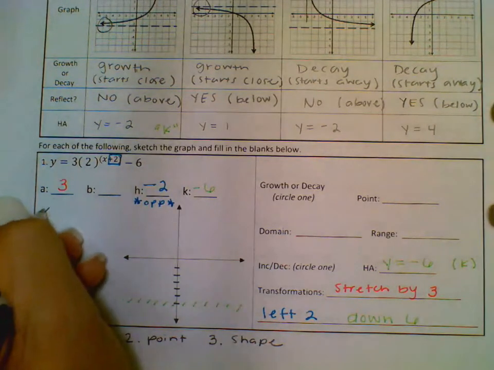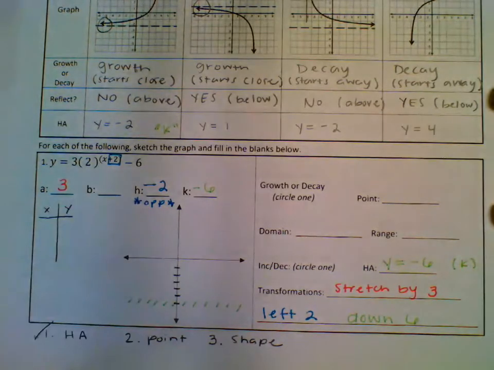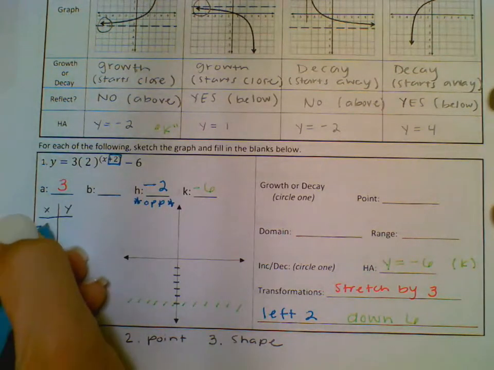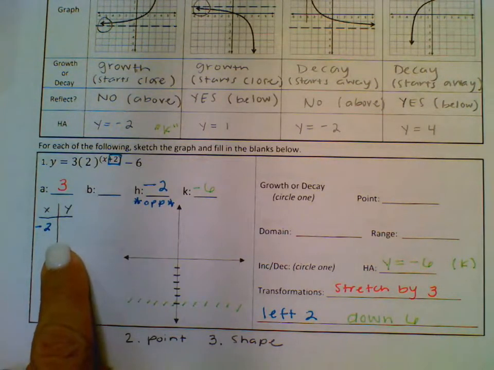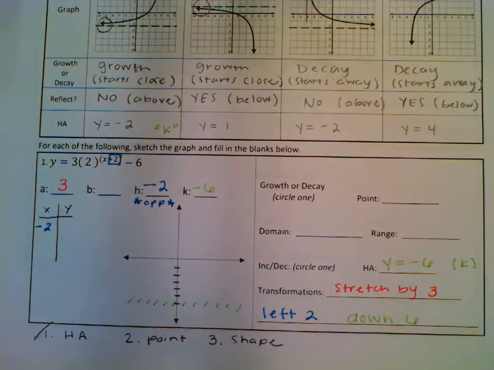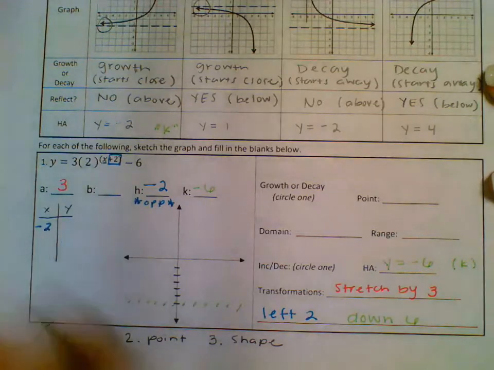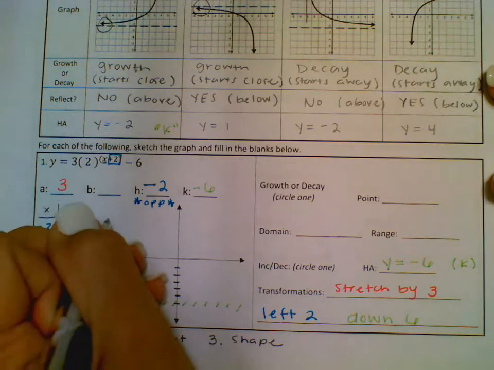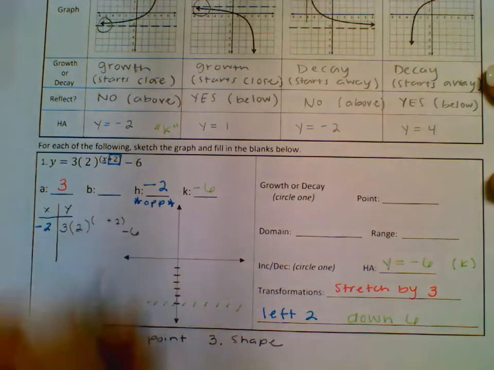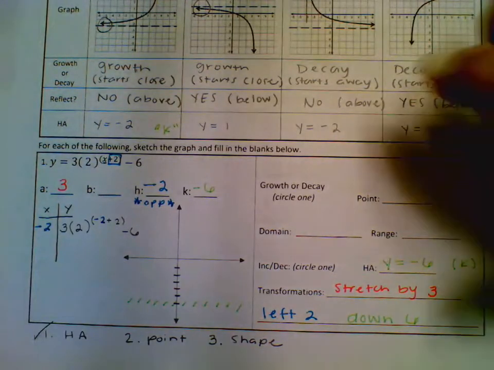So when I'm finding a point, the x value of the point, the easiest one to find, is always using our h value. And I'm using the h value that I already changed the sign. So I'm not changing the sign and doing the opposite again. It's just whatever the opposite was from the equation. And I'm going to go ahead and plug that value in for x. So I'm replacing that x with that -2. So 3 times 2 to the (-2 plus 2), minus 6. So I'm plugging in my x value to find what the y value is going to be.